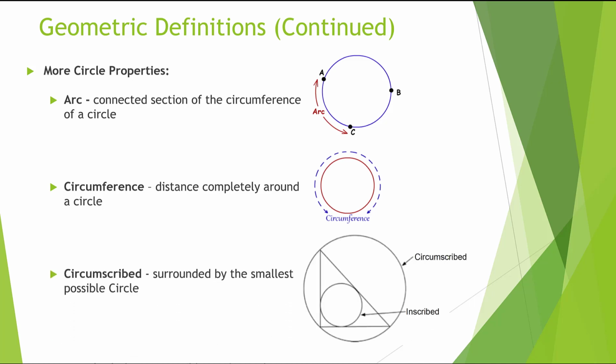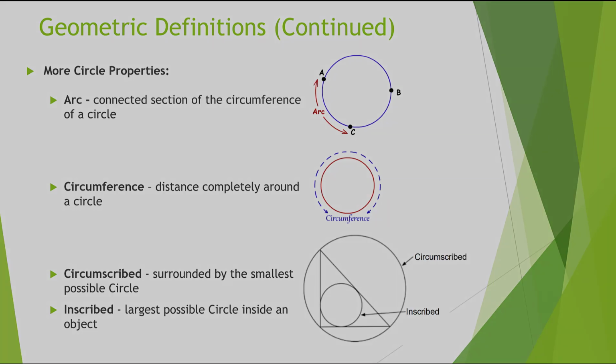Circumscribed is the largest circle that can be drawn around an object, where inscribed is the smallest circle that can be drawn inside an object.